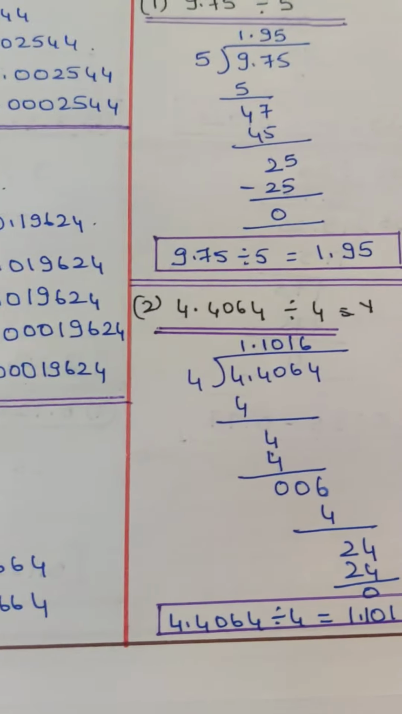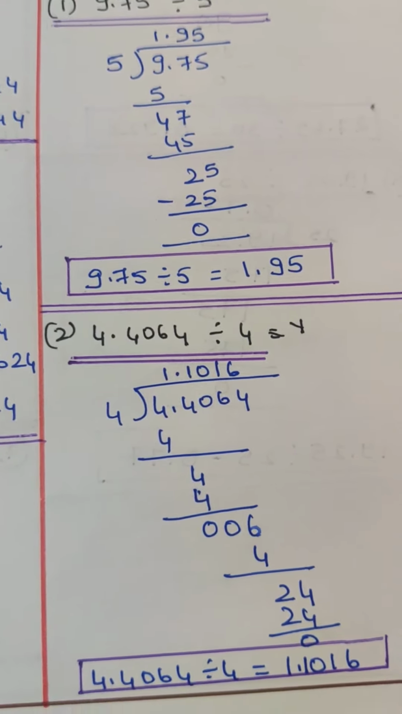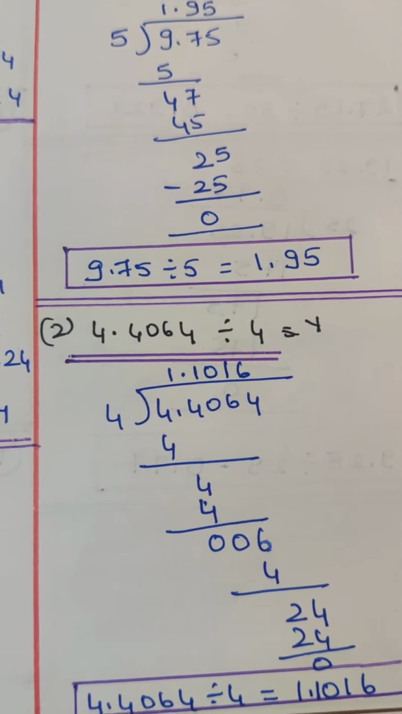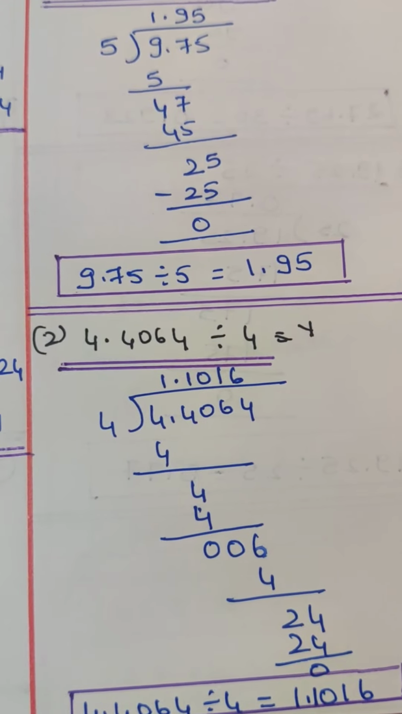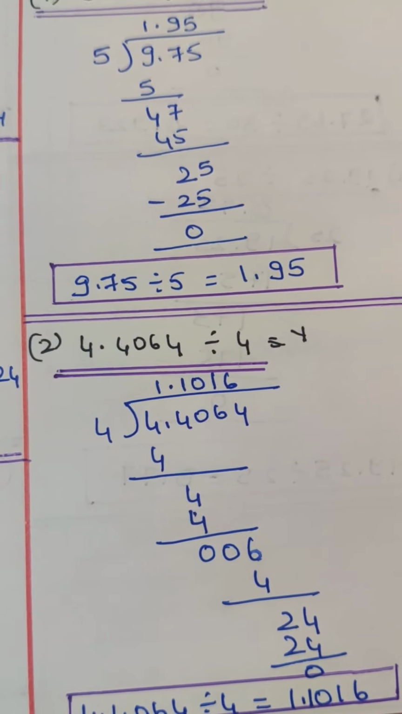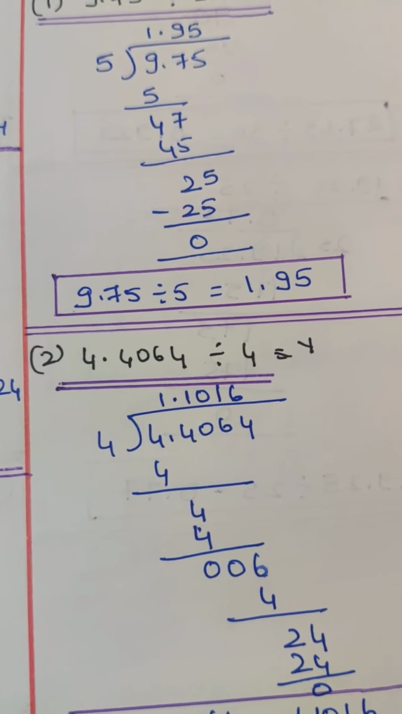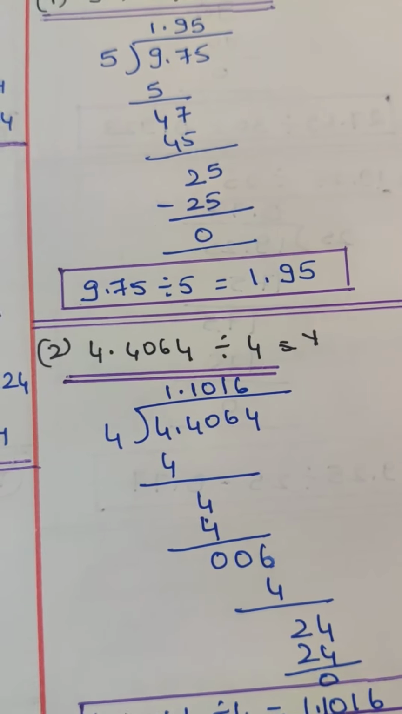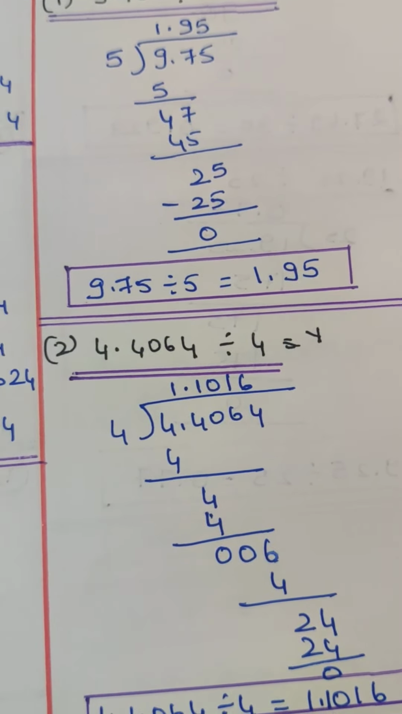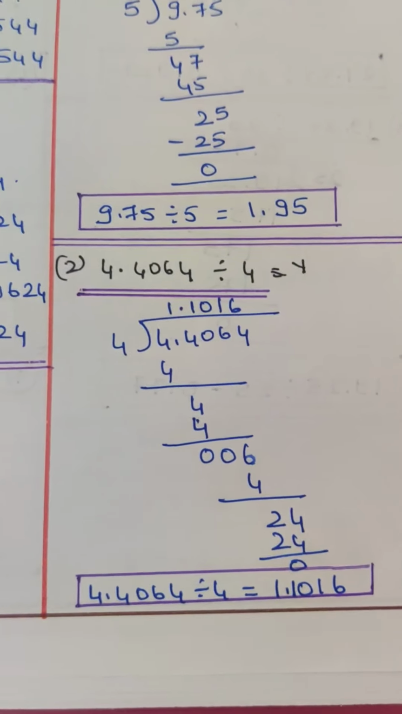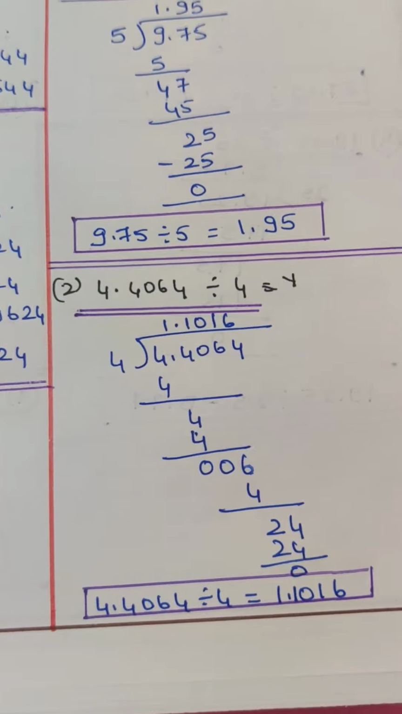1.95. Now, the second question is 4.4064 divided by 4. Just follow the division that I have done. 4 ones are 4, then put a point, again 4 ones are 4, you get the 0 down, 4 will not go into 0, so you put another 0 in the quotient. Now you get 6 down and 4 ones are 4 and the remainder is 2, that becomes 24 now. So 4 sixes are 24 and the remainder is 0. Therefore the answer is 1.1016. Hope this is clear.